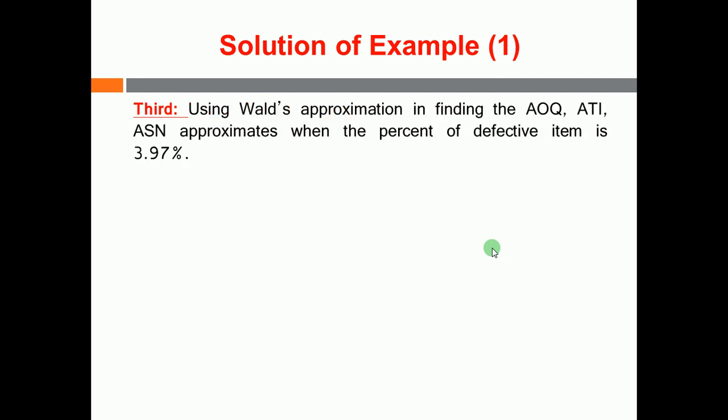Third, according to the third requirement, we need to use Wald's approximation in finding the average outgoing quality, AOQ, with ATI and ASN, assuming that the percent of defective items is 3.97%. Recall that when Wald provided the approximation for these performance measurements, he provided two formulas for each one, based on whether or not the expectation of Z_i is equal to 0.